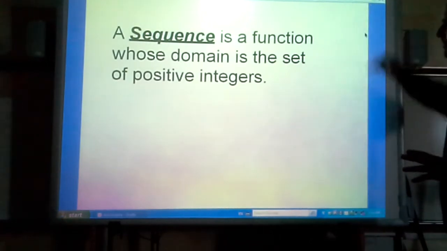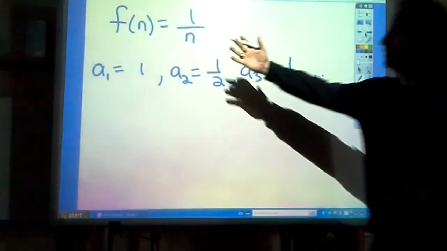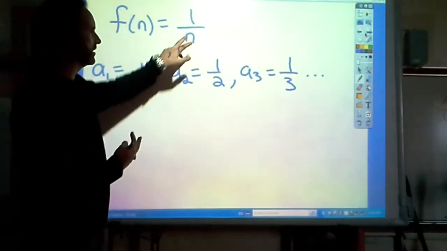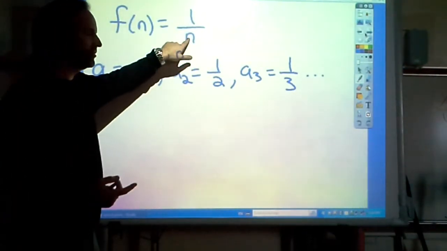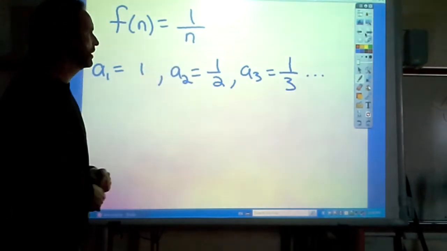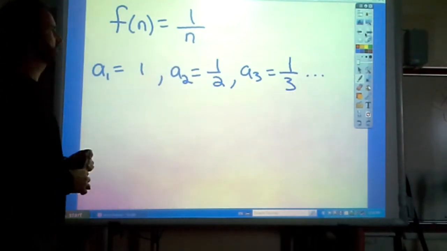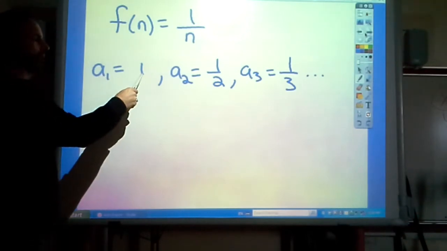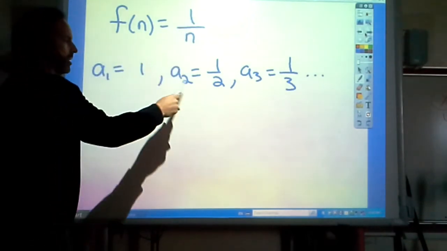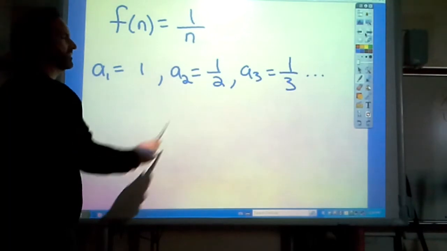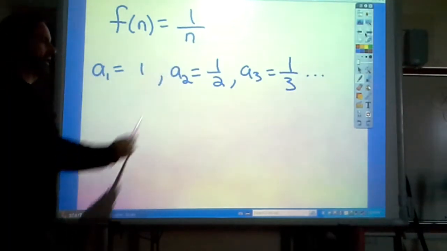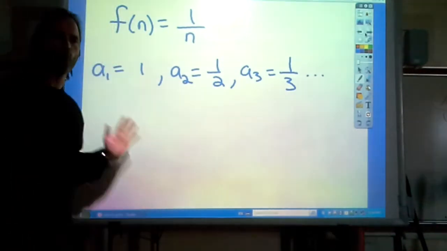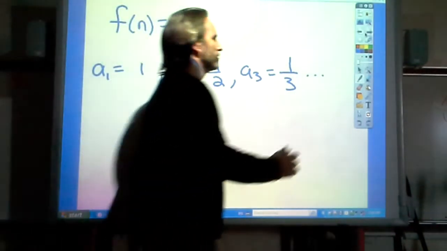And here's an example. Here's a function, and my first term will be when n is 1, my second term when n is 2, and my third term when n is 3. Notice how I list these terms out. A sub 1, term 1, is 1 over 1, which is 1. A sub 2, my second term, because I plugged 2 in for n, equals 1 over 2, then 3, 1/3, okay? That's one way of listing a sequence.